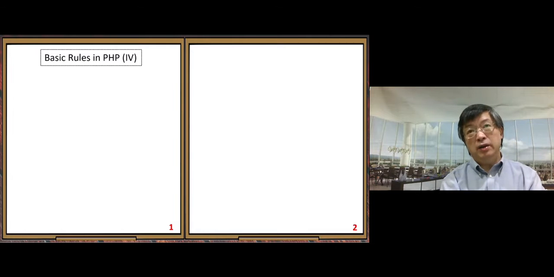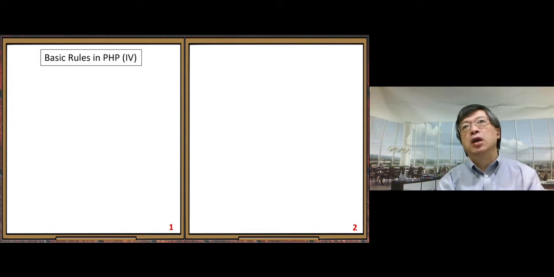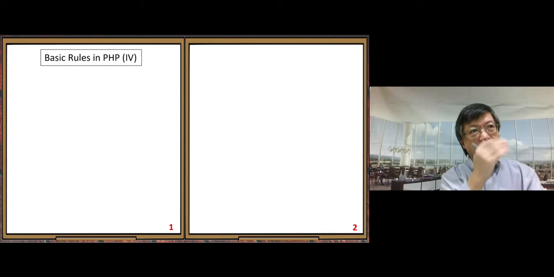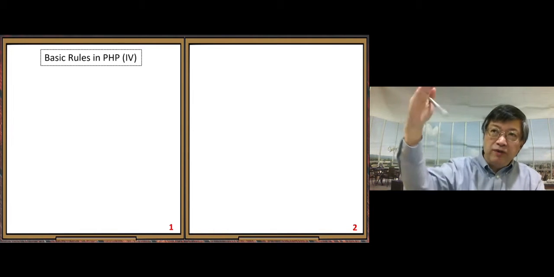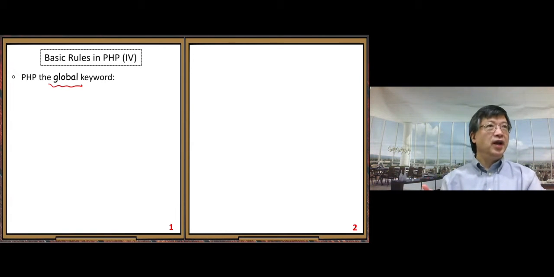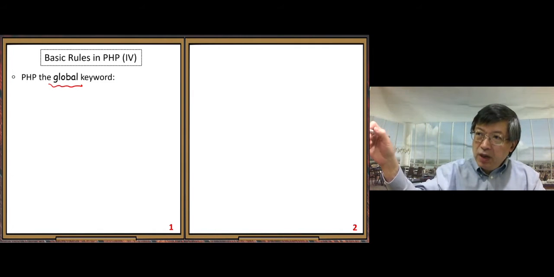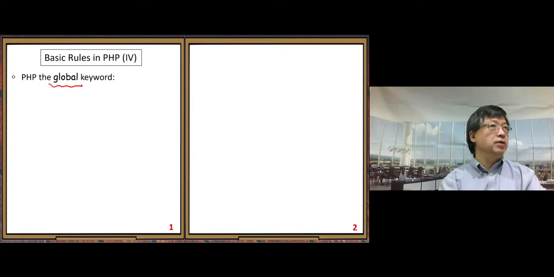But there is a very special case where you may really need to use a global variable, so you should have some way to use it. Let's look at what we should do in order to use global variables inside a PHP function. Use the global keyword. You need to explicitly declare inside that function that you want to use these variables as global variables.